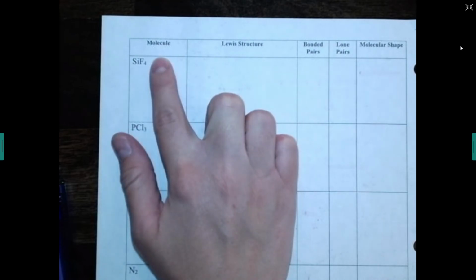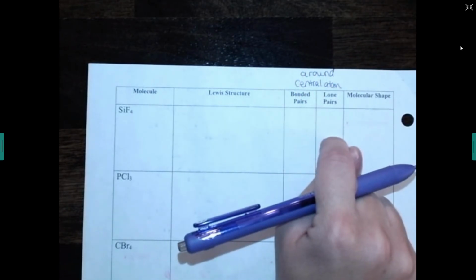Okay, so on the back, you're going to do this whole thing as a U-try. You're going to do all this on your own. Tally up your valence electrons, draw your Lewis dot structure. Tell me how many bonds and lone pairs are around the central atom. Again, write this down, around the central atom. How many bonds and how many lone pairs around the central atom? And then based on that, you can tell me what the molecular shape is.